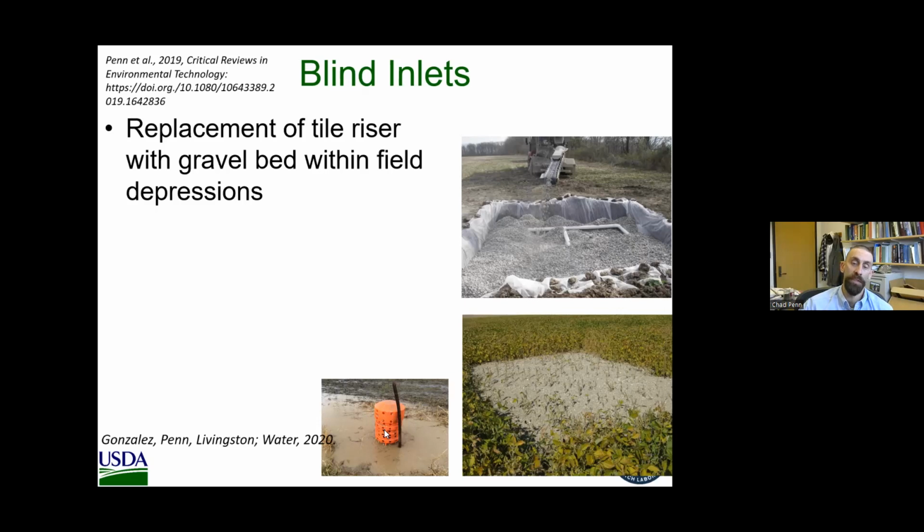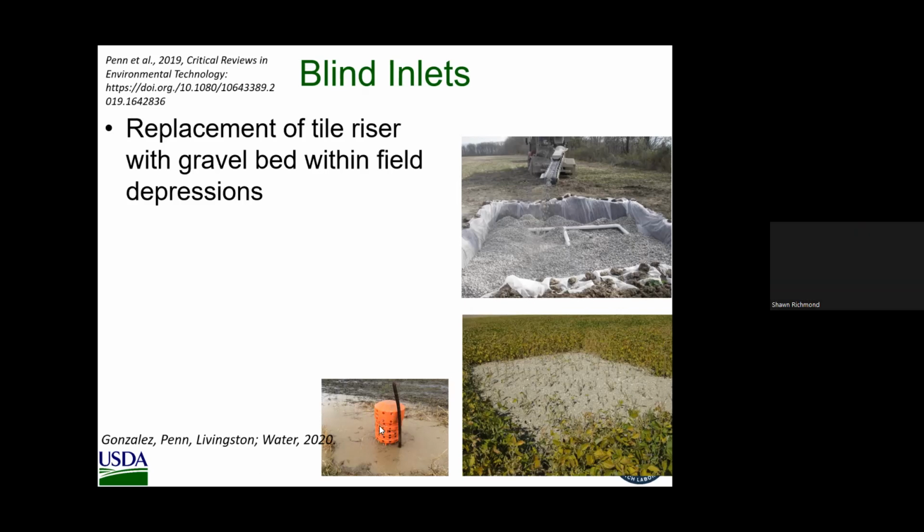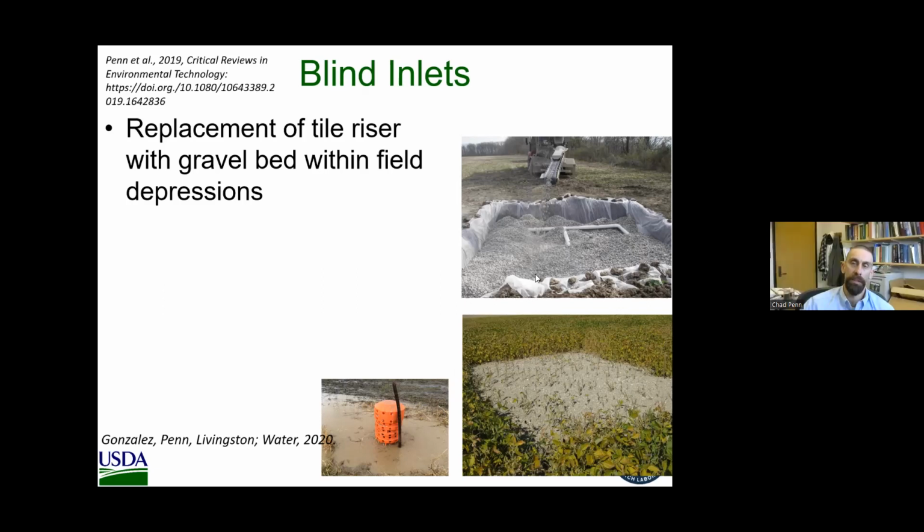And the problem with those is they're a short circuit connecting surface water directly to the tile drain. And all the sediment that's up on the surface is just being shot down right into your tile drain system and lost that way. So what farmers will do is they'll replace that Hickenbottom riser pipe with a layer of some perforated pipe that's backfilled with gravel. We call that a blind inlet.